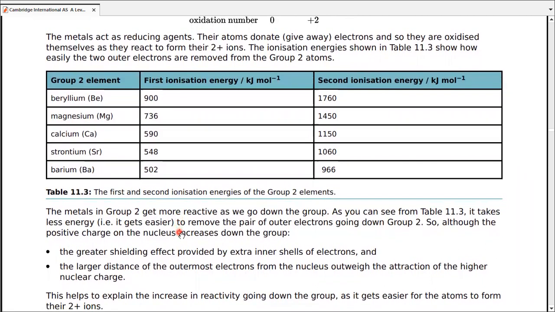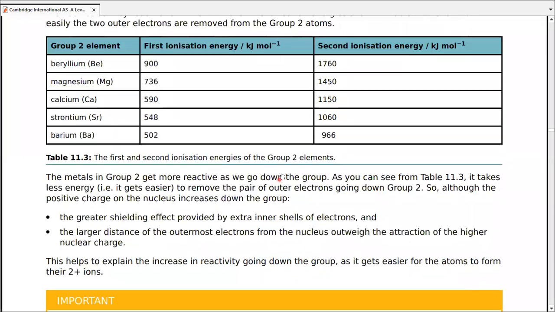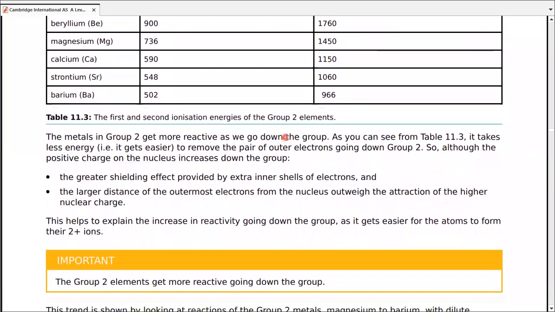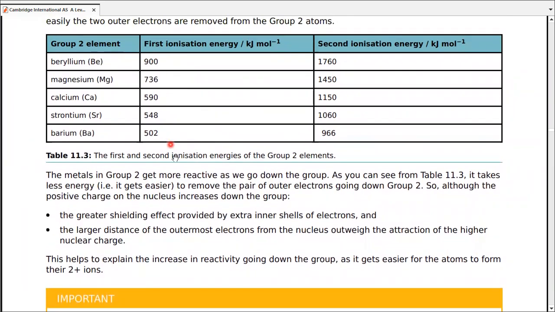If we talk about the second ionization energies, they give you a similar trend. The second ionization energies also decrease down the group, which gives you a pretty good idea. Now let's discuss the reasoning. Since we have discussed the reasons for ionization energy before, this should seem familiar. This shouldn't seem difficult or different. So the metals in group 2 get more reactive as we go down the group. As you can see from table 11.3, the values are decreasing from top to bottom. So it takes less energy to remove a pair of outer electrons going down group 2.